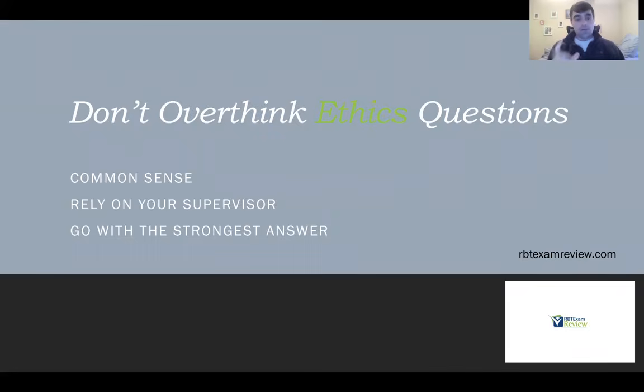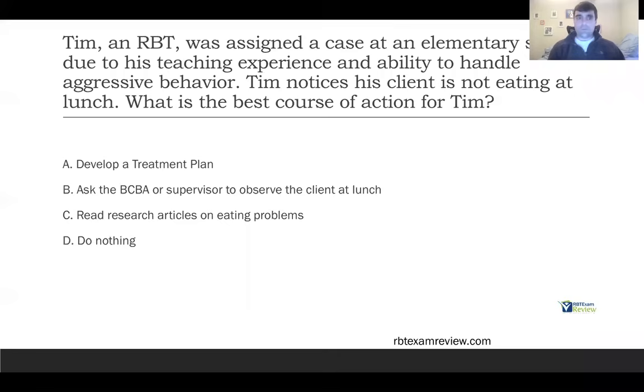And then finally, if you're really confused, go with the strongest answer. They're looking for you to be ethical, overly ethical. They want you to be ethical in every scenario. So number one, common sense. Number two, when in doubt, rely on your supervisor. Number three, if you really don't know, go with the strongest answer. Okay, let's look at an example.